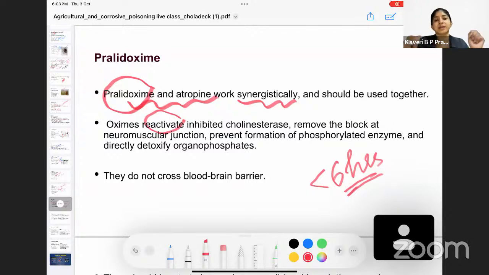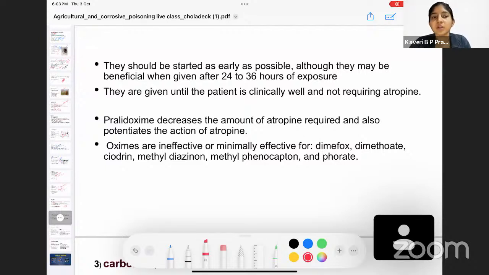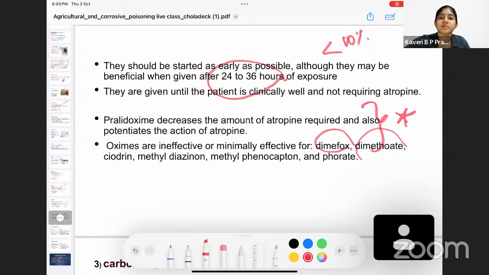They do not cross the blood-brain barrier, so CNS symptoms are not reversed with pralidoxime. They should be started as early as possible, although they may be beneficial when given after 24 to 36 hours, but this happens in very few people, maybe less than 10%. They are given until the patient is clinically well and not requiring atropine. I told you, atropine and pralidoxime have a synergistic role. You have to always give them together. Pralidoxime decreases the amount of atropine required and also potentiates the action of atropine. So it is the best friend of atropine. Oximes are ineffective or minimally effective for other types of poisoning, like demeton, dimethoate, or ceodin. It is difficult to remember all these names. You just remember that it is not very effective when treating any other type of poisoning, like organochlorines and all that.